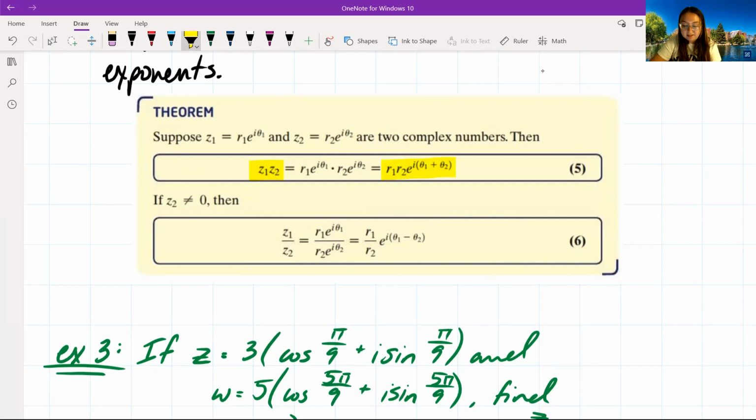Then we have that if z sub 2 is not equal to 0, then if we divide z sub 1 by z sub 2, we end up getting r sub 1 times e to the power of i times theta sub 1 divided by r sub 2 times e to the power of i theta sub 2. Which then just simplifies down to r sub 1 divided by r sub 2 times e to the power of i times the difference of theta sub 1 and theta sub 2. So once again, this last part of our theorem there is going to be the most important part.